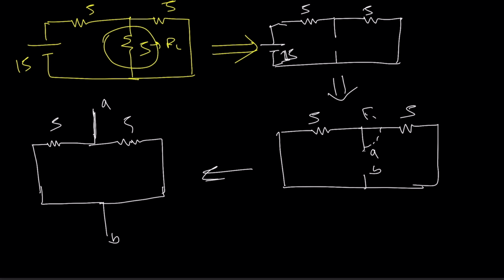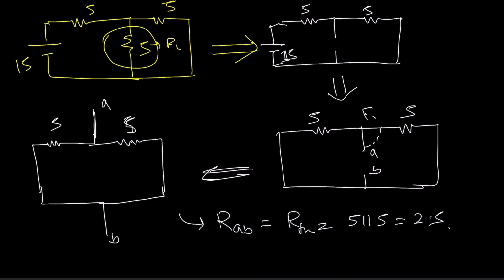So these two are the same circuit, right? Now we need to say what is the value of RAB or RTH. It is very simple. 5 parallel 5 or 2.5. But for some of you, maybe you don't understand how I did this one.